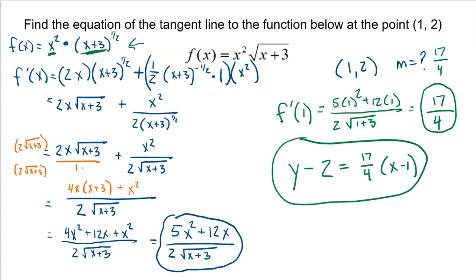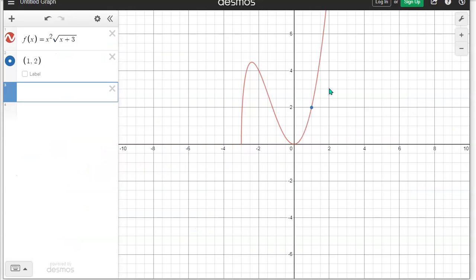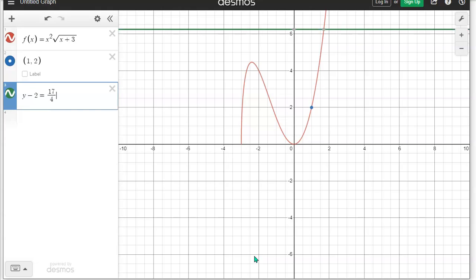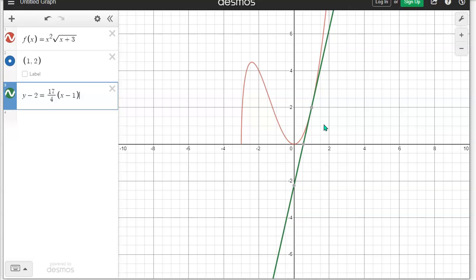And the cool thing about Desmos is, like I already showed you a moment ago, there is the function, there is the point, and now I can actually type that equation in. y minus 2 equals 17/4 times (x minus 1), and I can visualize and actually see that it is correct. I did find that green tangent line, and it is perfectly tangent at that point (1, 2) to the function x squared times the square root of x plus 3.